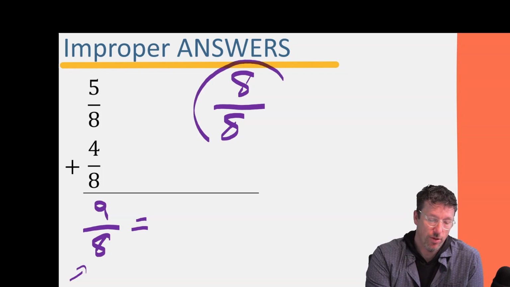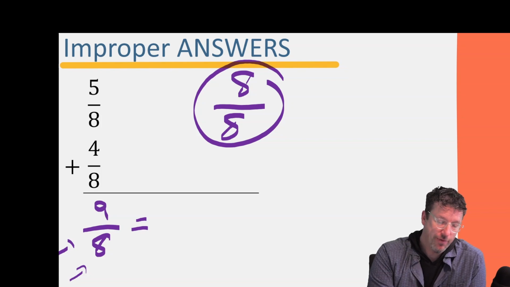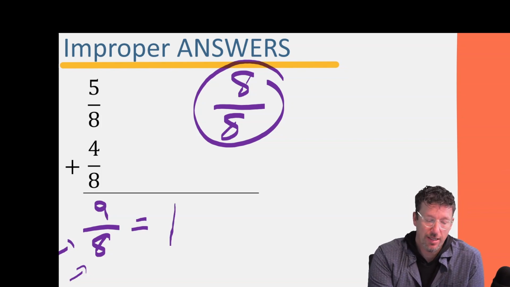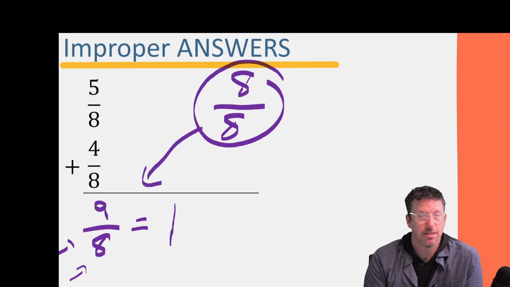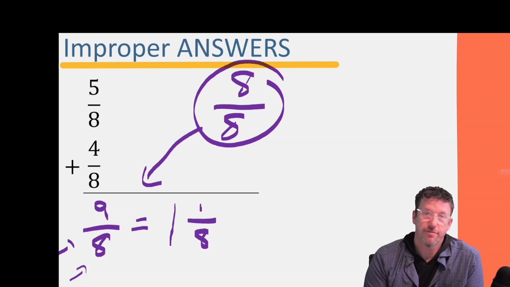So let's get rid of a whole out of our 9 eighths. If I take a whole out of our 9 eighths, that would be 1, because we know we have an improper fraction because the number on top's bigger. So if I get rid of a whole, which is 8 eighths, there's my whole. If I took 8 eighths away from 9 eighths, how many eighths do I have left? Just one of them. So I have 1/8 left over.